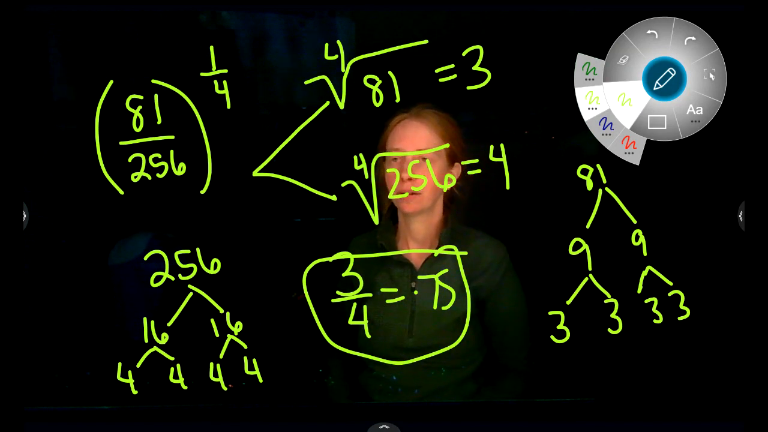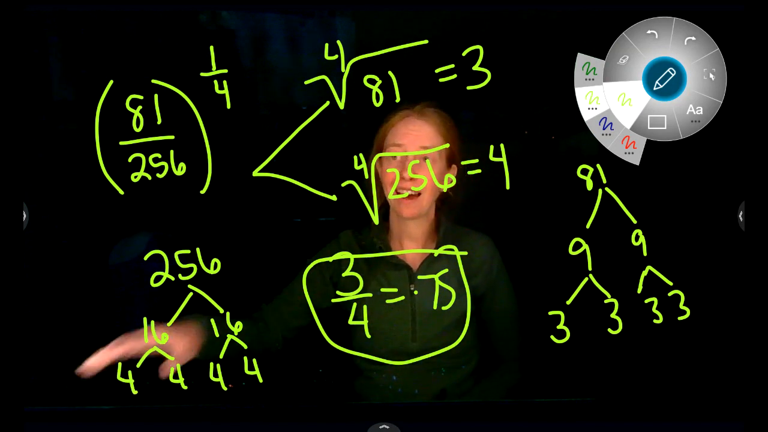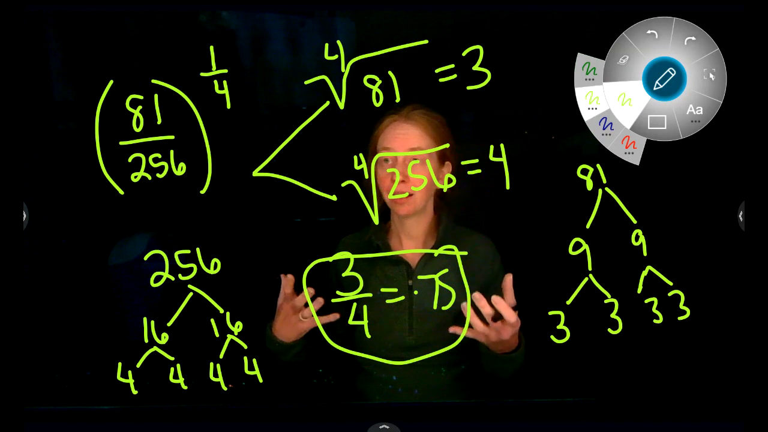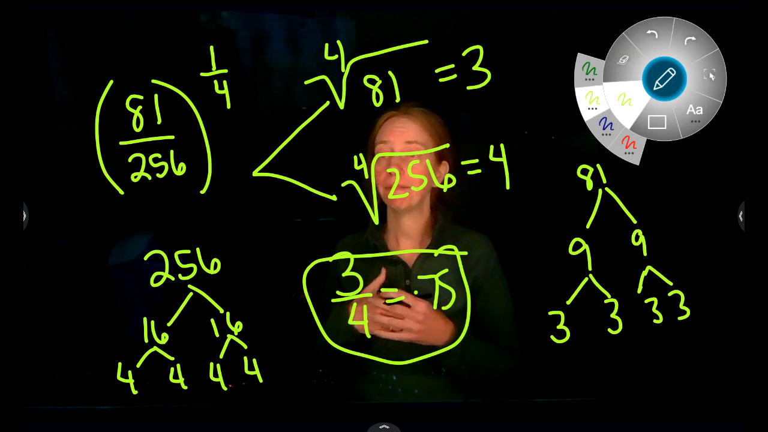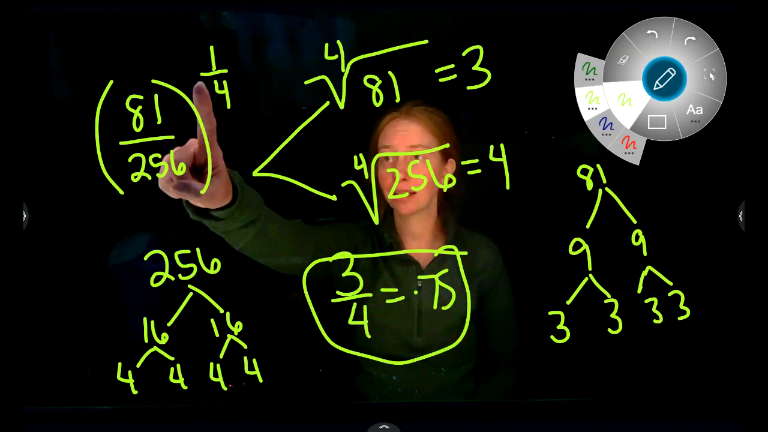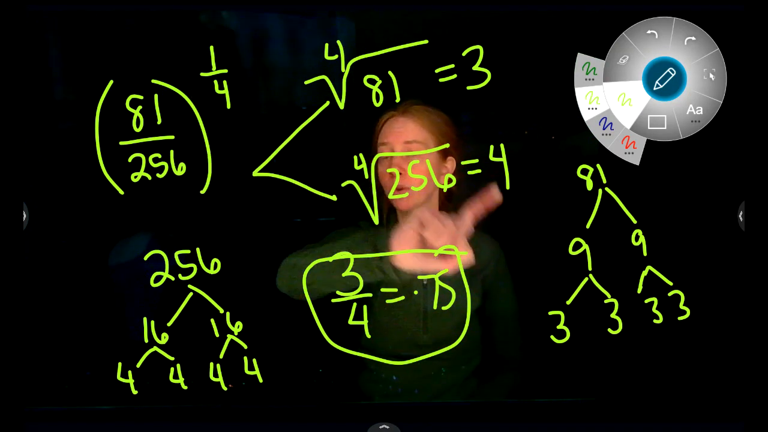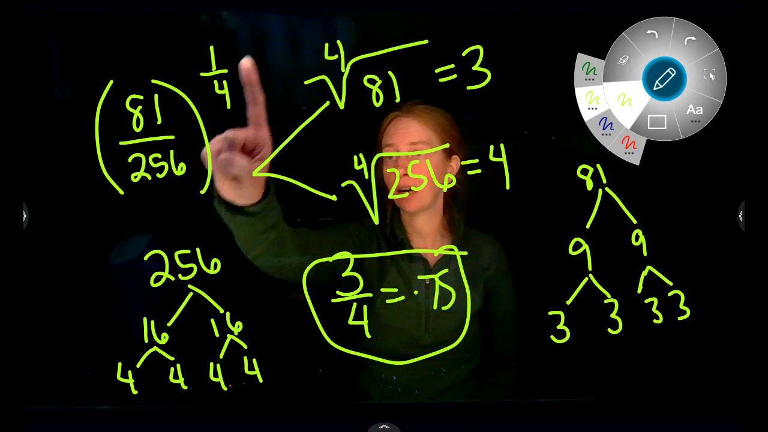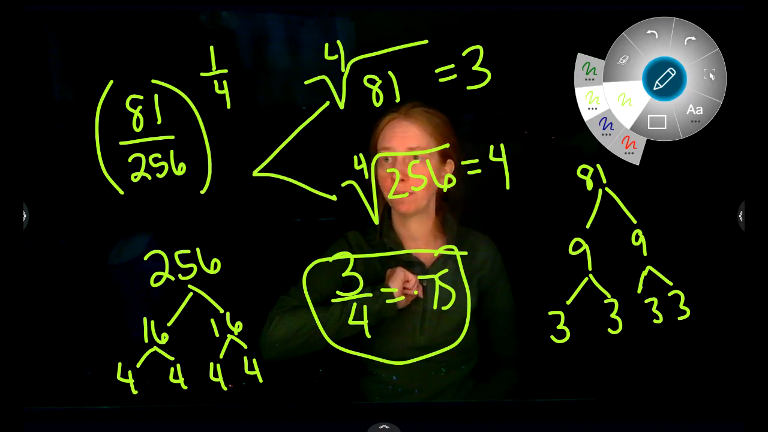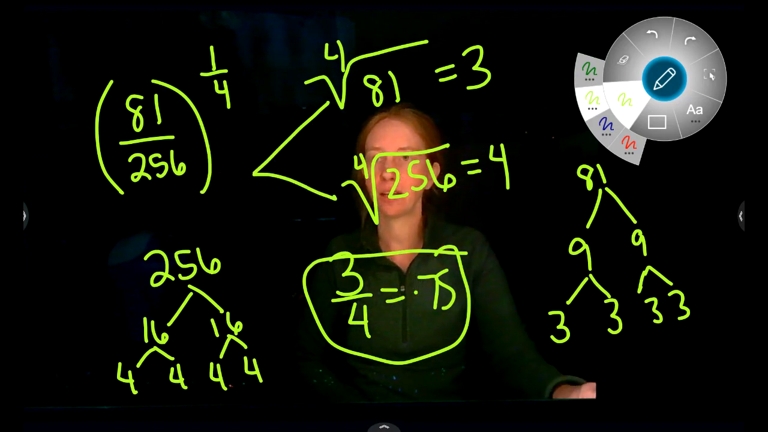There we go. Okay. So with that, that's really what this entire lesson is about, is converting these fractional exponents into radical form, or going the other direction, radical form to exponential form, and then simplifying those. Okay.